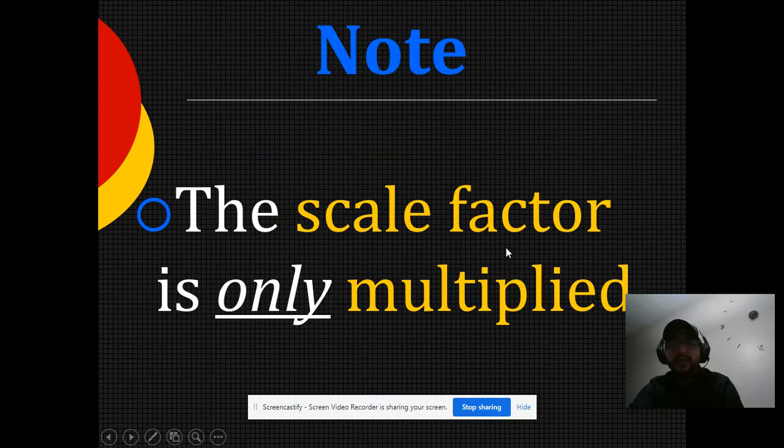Also remember that the scale factor will be multiplied. We don't add, we don't subtract, we just multiply by the scale factor to get the dilation.